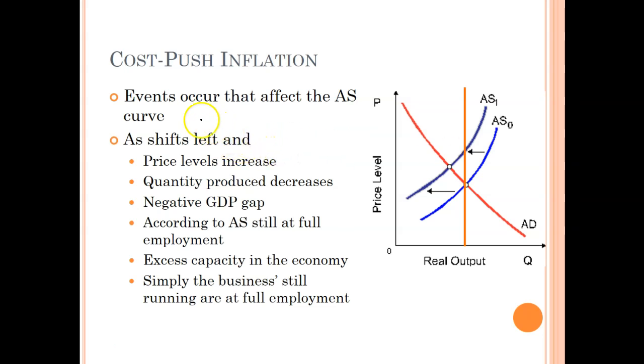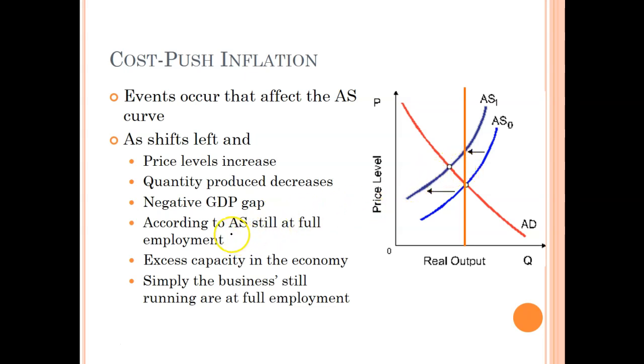Okay, how about cost push? So events occur that affect the aggregate supply curve. So aggregate supply is going to shift to the left from AS0 to AS1. Price levels are going to increase. The quantity to produce decreases. We now have a negative GDP gap. My actual, right here, minus my potential is negative.